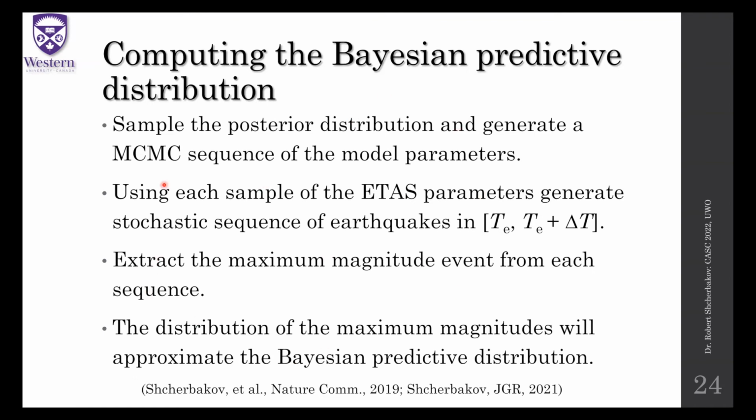In terms of computing that Bayesian predictive distribution, this is the algorithm of how we do that. We first sample the posterior distribution and generate a Markov chain sequence of the model parameters. Then, using each sample of the ETAS parameters, we generate a stochastic sequence of earthquakes during the forecasting time interval. Then we extract the maximum magnitude event from each sequence. The distribution of these maximum magnitudes approximates the Bayesian predictive distribution. This is the algorithm for how we apply that technique.